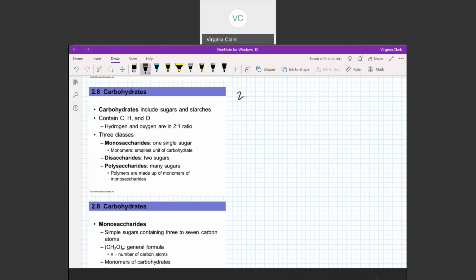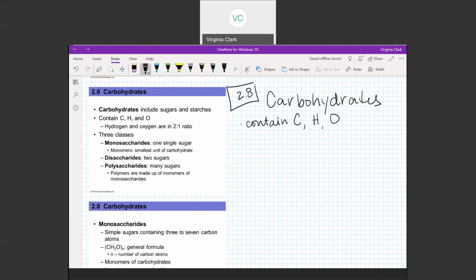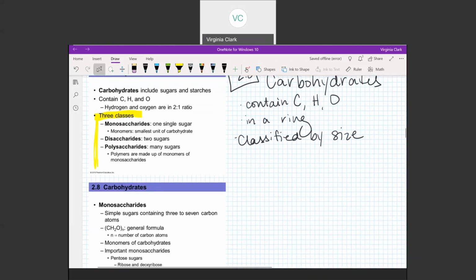So coming in at 2.8, looking at carbohydrates. So we're going to go through all 4 of those types. So when we're looking at carbohydrates, it is going to be containing a carbon, a hydrogen, and an oxygen, and these will be in a ring. So these shapes will be in a ring, and they are going to have 3 different classifications right here. And these guys, these classifications, they are going to be classified by size. So small, medium, and large, essentially. So classified by size.